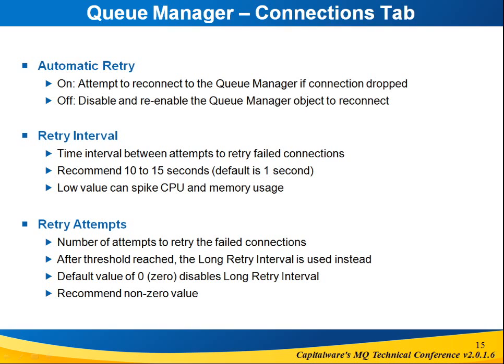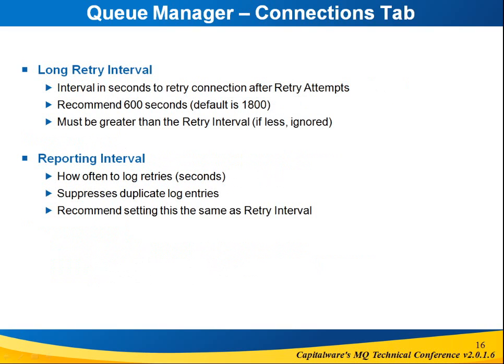Now if you set the retry attempts to 0, it's going to disable the long retry interval and just simply try over and over again forever at the short retry interval of 10 to 15 seconds. It is not recommended, however, that you do this. In other words, don't specify it as a 0 value. We recommend that you do set it to some non-zero value in order to make it actually retry appropriately.